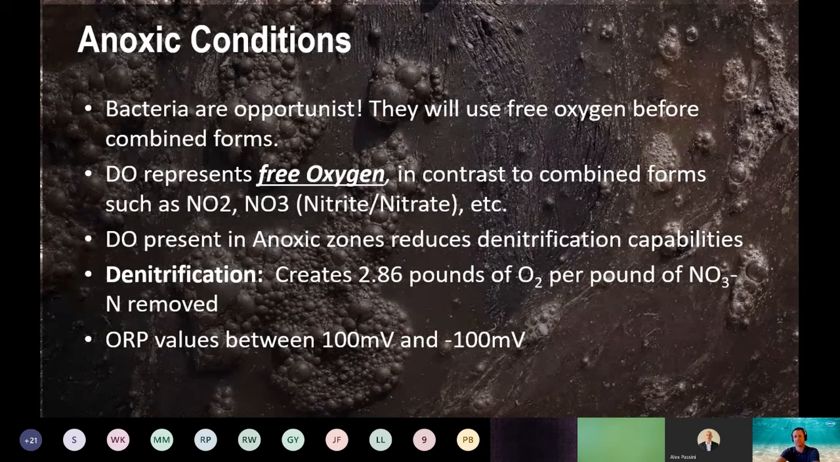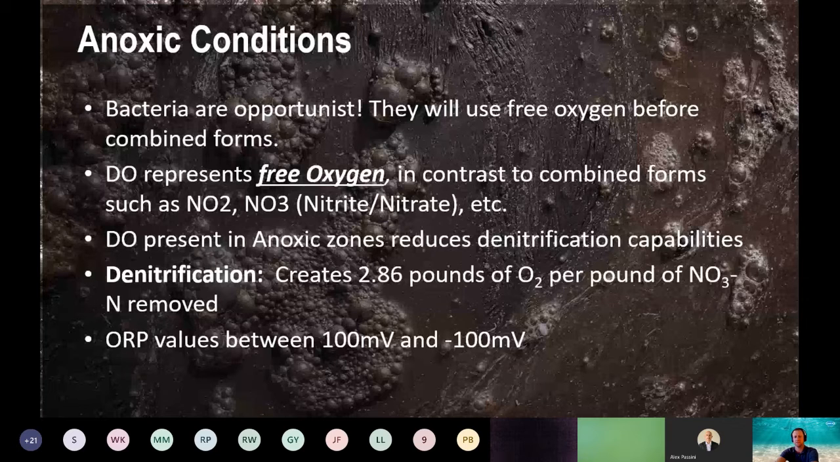So anoxic conditions, a couple of points, these bacteria are opportunists. So if you are trying to meet a total nitrogen limit in the effluent of your treatment process or reduce your nitrates, then you must have an anoxic condition that is free of dissolved oxygen. So if you have an internal recycle that brings oxygen back because it's poorly placed or there's too much oxygen being brought around, then it can inhibit denitrification. And DO represents free oxygen, of course, in contrast to the combined forms. And DO present in anoxic zones reduces the denitrification capabilities.